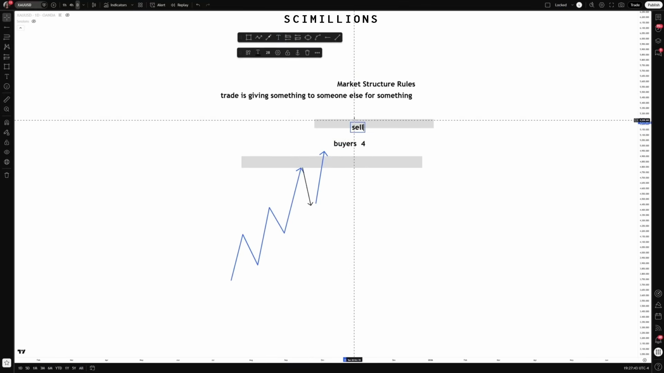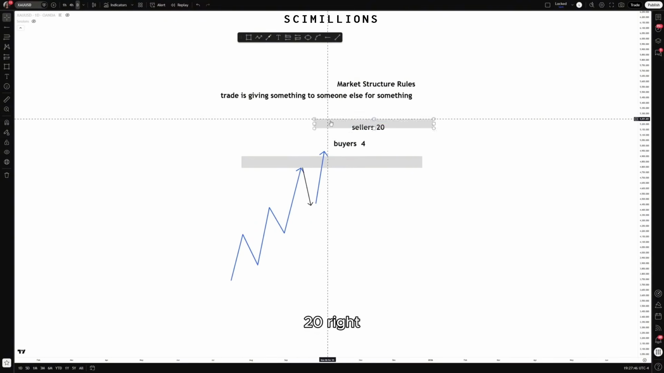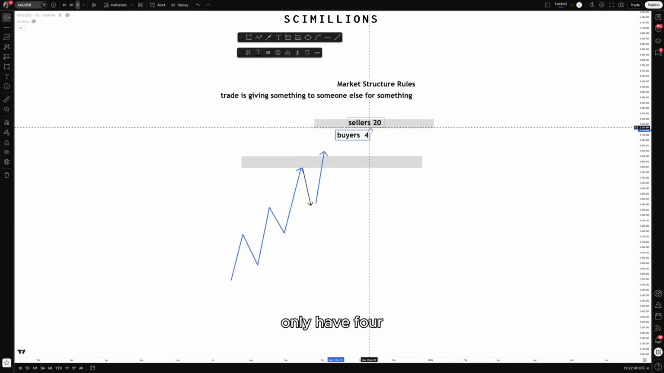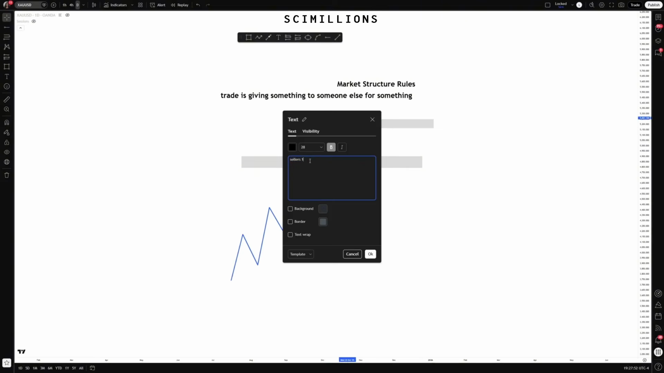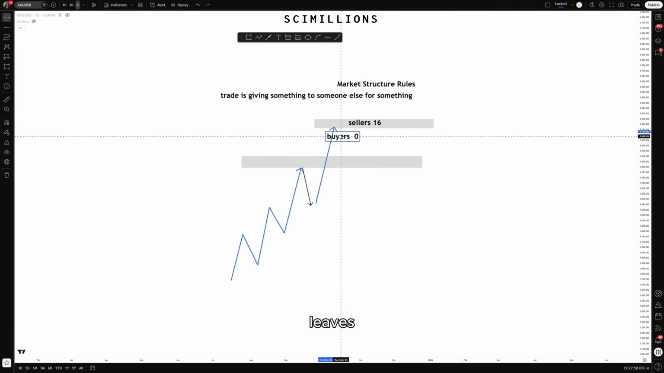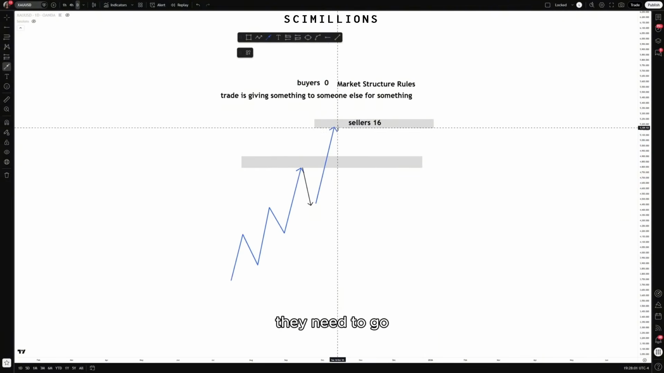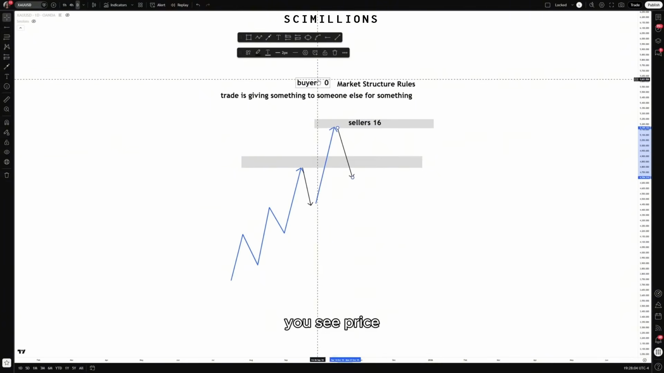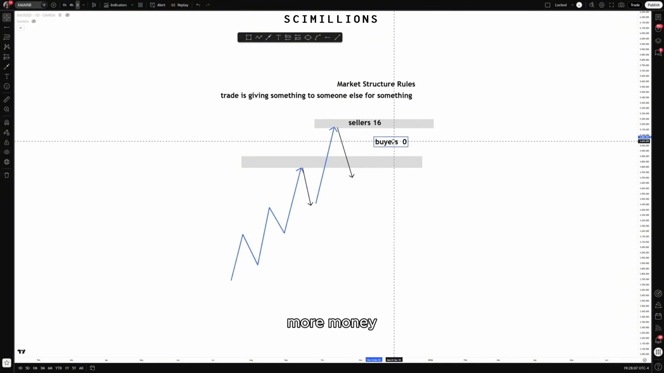These sellers want 20, right? So these sellers want 20, buyers only have 4. They give them 16 left, but this leaves the buyers with 0. So by the time they're up here, it leaves the buyers with 0 and they need another correction. They need to go grab more money, which is why you see price sell down, because that's only buyers collecting more money to come back up.